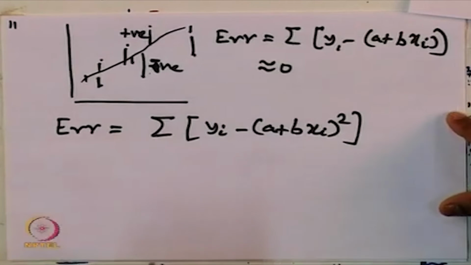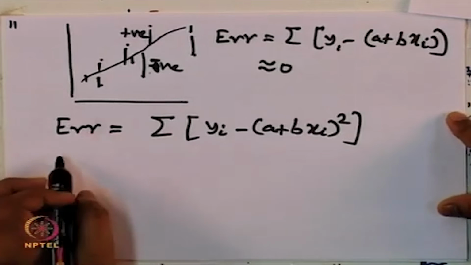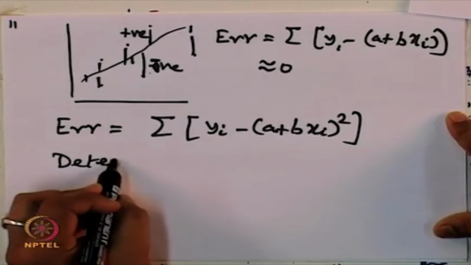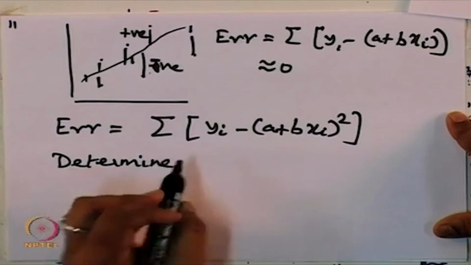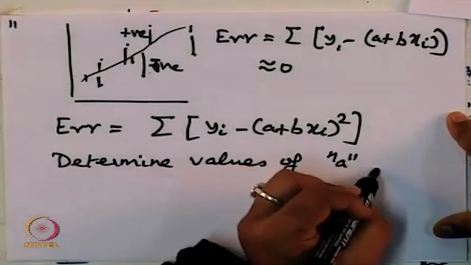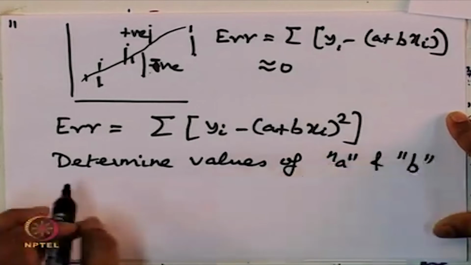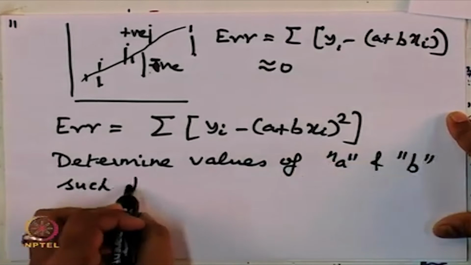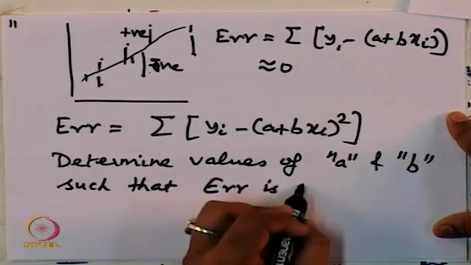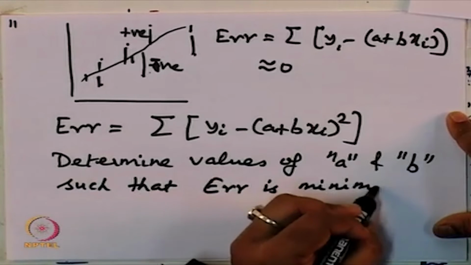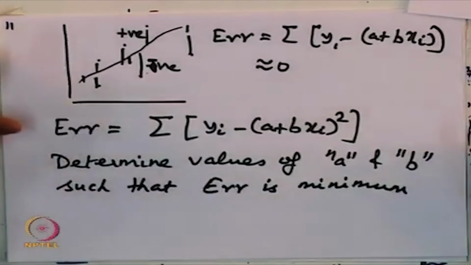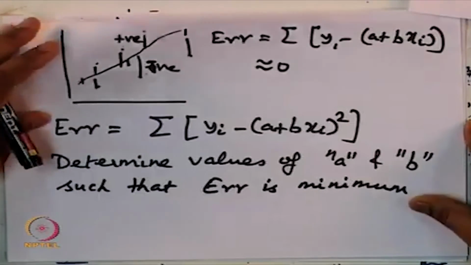At the end of the exercise, what you want to do is to determine values of a and b such that error is minimum. So, this is what you want, to minimize the error. How do you do it?